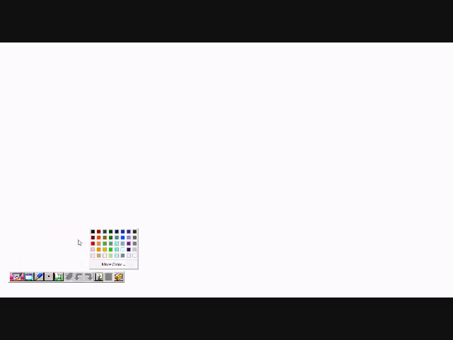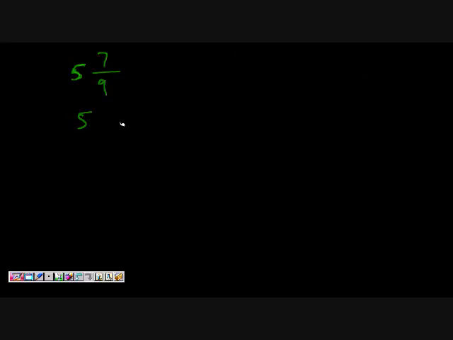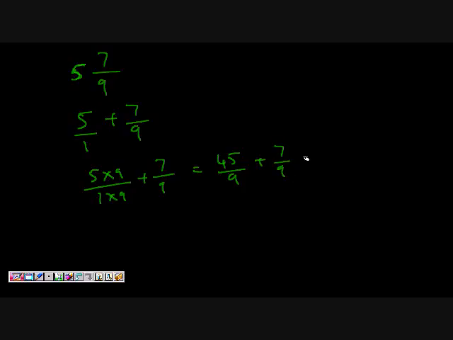Suppose you are given 5 7 by 9. Looking at the previous example, we write it as the whole number, which is the number on the outside. So we can write 5, the whole number, plus 7 by 9. So 5 is 5 by 1. The LCM of 1 and 9 is 9. So 1 goes into 9 nine times. So we can write 5 into 9 over 1 into 9 plus 7 by 9, which is 45 by 9 plus 7 by 9, which is 45 plus 7, that is 52 by 9. So 5 7 by 9 is the same as 52 by 9.